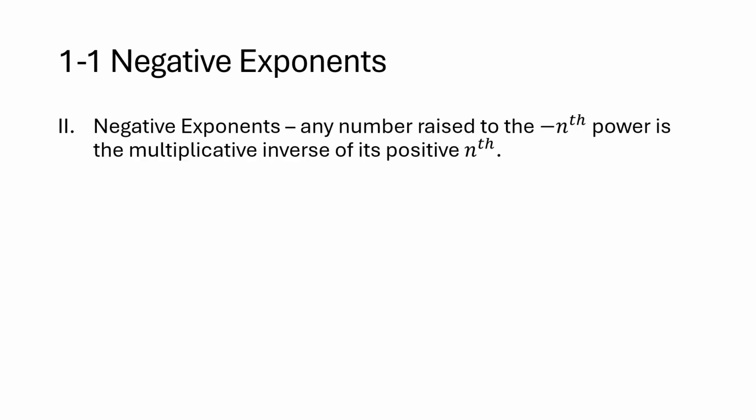So the technical definition of a negative exponent is any number raised to the negative nth power is the multiplicative inverse of its positive nth power. Now that sounds like a lot of gibberish, but let's see what that looks like in algebraic terms, right? We have x, which is just any number, raised to the negative n exponent, and that is going to equal 1 over x to the same number exponent.